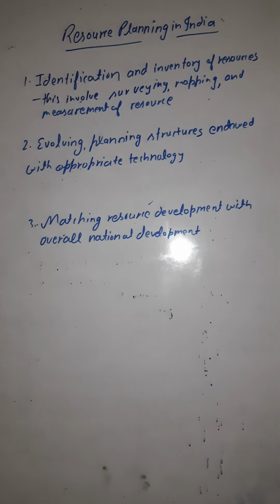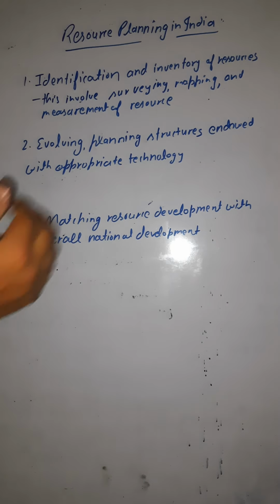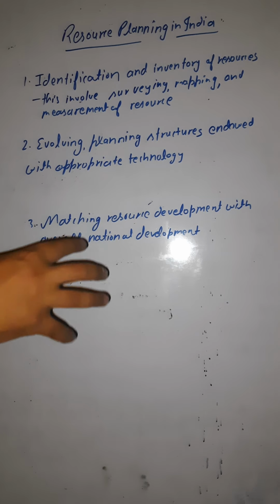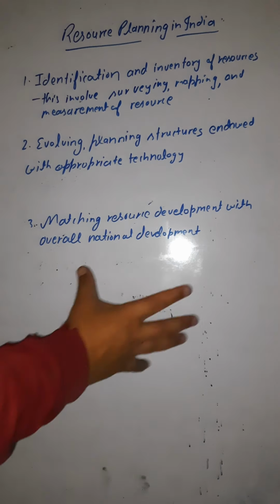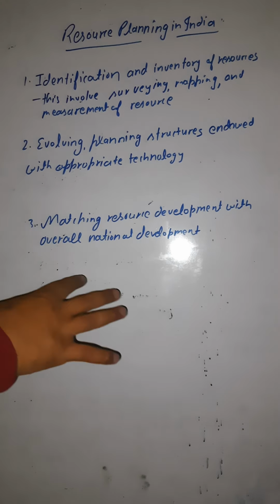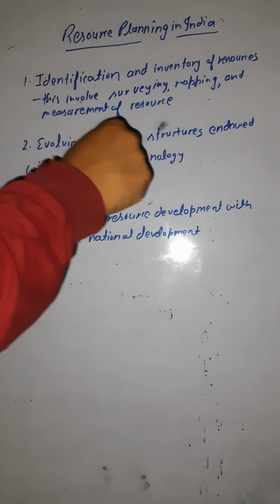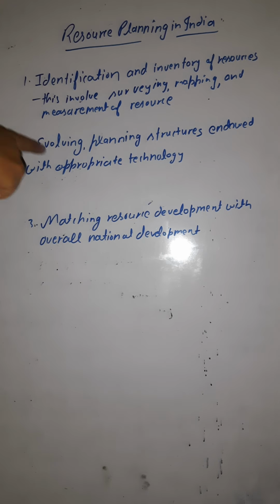And if the first step is completed, then we would move ahead towards the second step. Then we would evolve the structure for how to harness the resource. Suppose we have found some resource, like coal or magnesite. Now we would evolve the appropriate structure and technology to harness the resource. That is the second step.